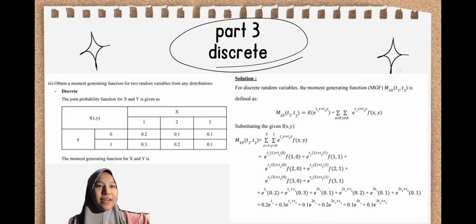After substituting f(x,y) into the formula, the MGF of x and y will equal 0.2 e to the power of t1, plus 0.3 e to the power of t1 plus t2, plus 0.1 e to the power of 2t1, plus 0.2 e to the power of 2t1 plus t2, plus 0.1 e to the power of 3t1, plus 0.1 e to the power of 3t1 plus t2. So that is how to obtain the moment generating function for discrete random variables.